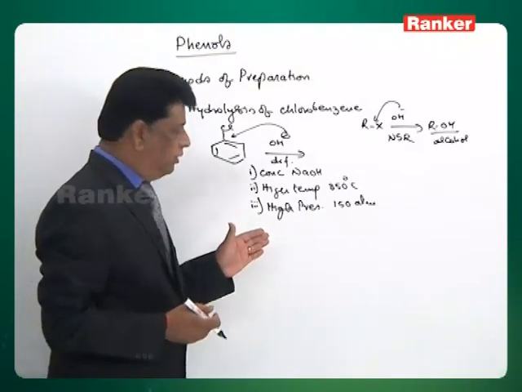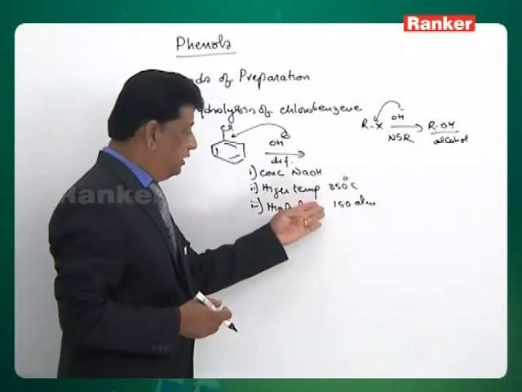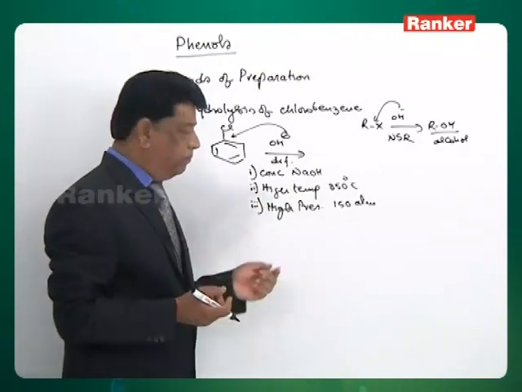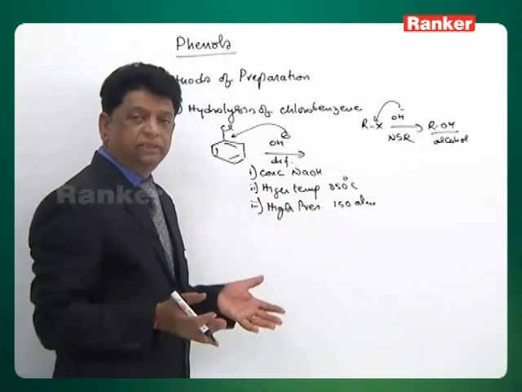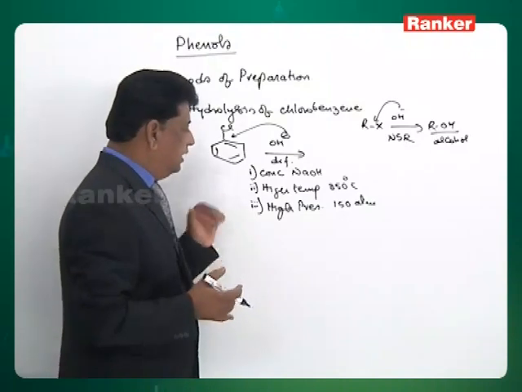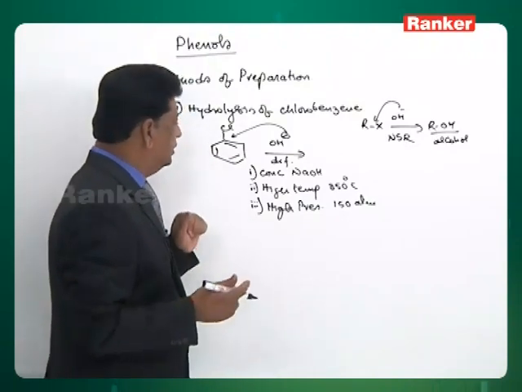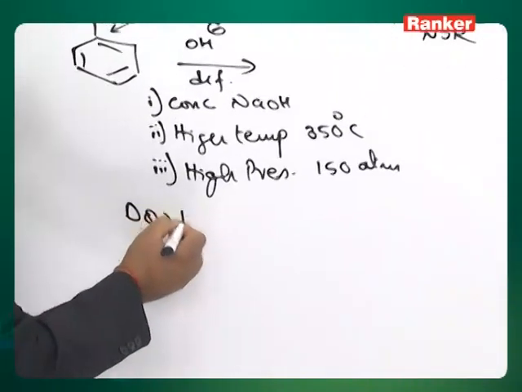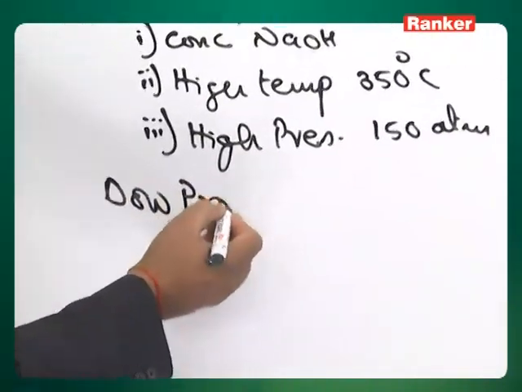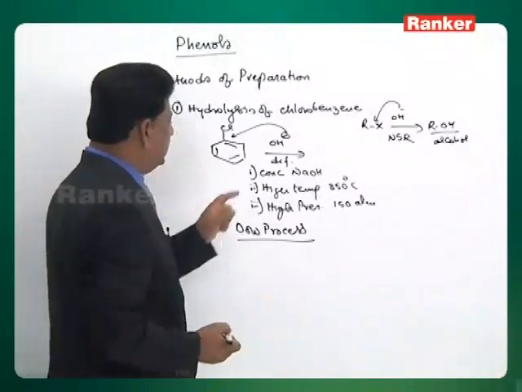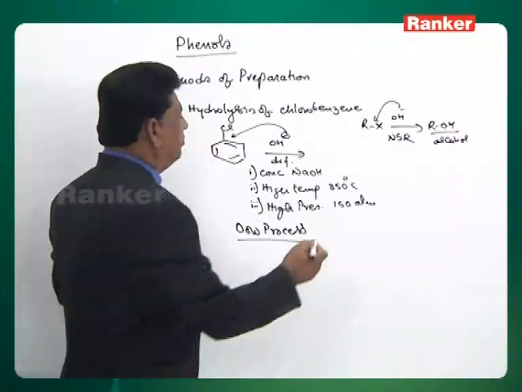Definitely in laboratory conditions you cannot go for that high pressure because a glass flask will blast out. You must have stainless steel or iron-supported flasks and so on. In such a condition you can do this reaction. This is commercially known as the Dow process. Under this condition the OH can replace the chlorine.